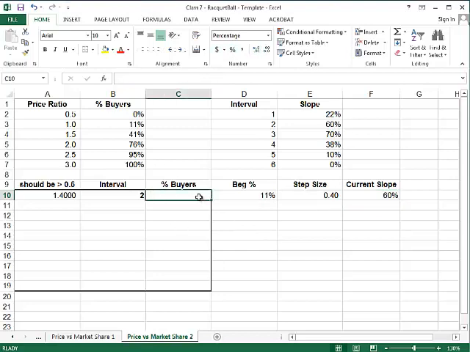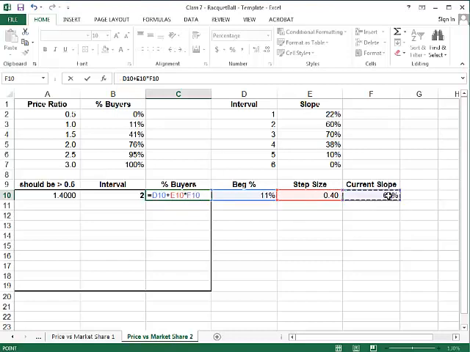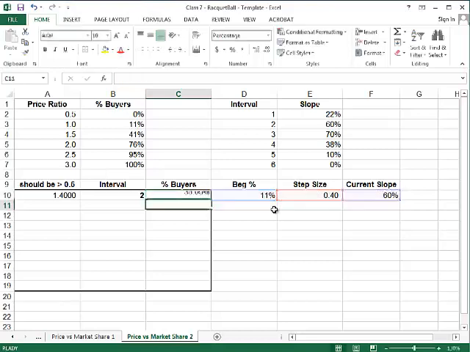So if I want to figure out the percentage of buyers, the percentage of market share at 1.4, now I can actually utilize the values from D, E, and F to figure out that. So here's what I do. I know that at the beginning of the interval, my percentage is going to be 11% plus how large a step I have taken within that interval times what the current slope is in that interval. So it's going to be 0.4 times 60%, which gives me a 24% rise, and then I'm going to add that to 11% to get 35%, which was exactly what I had gotten during my presentation.